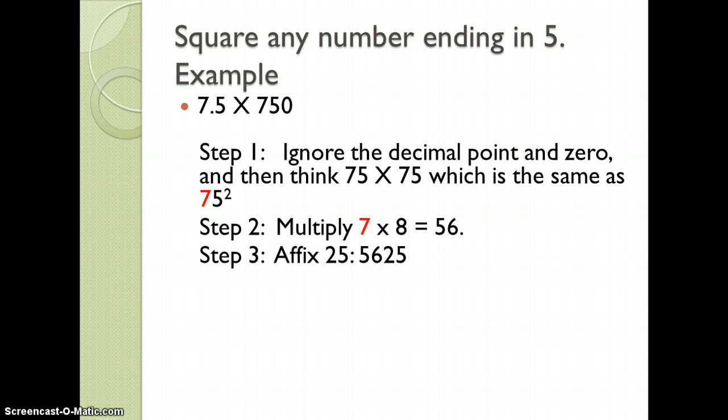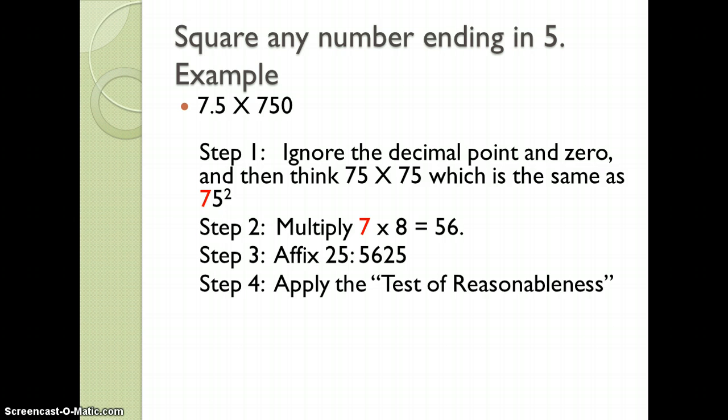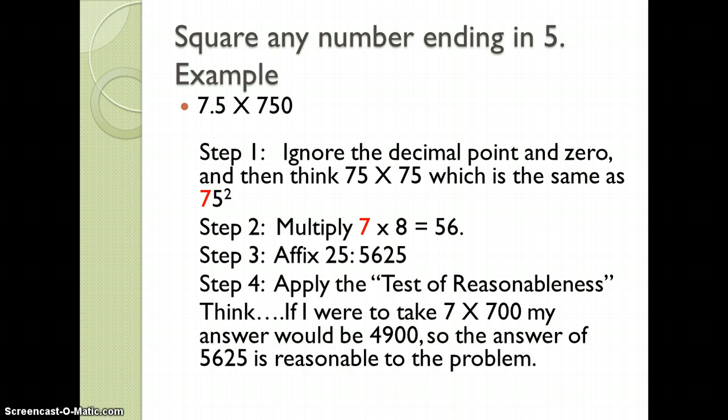And if we think for a moment, we need to apply the test of reasonableness. Now, if we round 7.5 to 7 and 750 to 700, granted that is going against our rounding rules, but just to make the multiplication easier, if we take 7 times 700, something easy to multiply in our head, we know that's 4,900. So the answer of 5,625 is reasonable to what the problem is asking. So we don't need to move any decimals or add any zeros to the end.